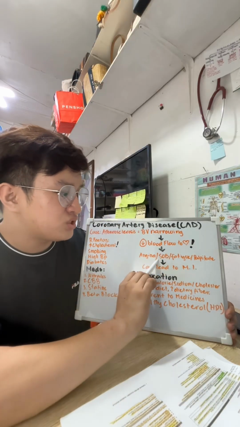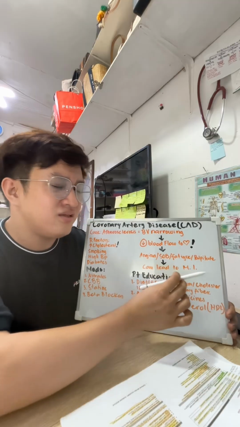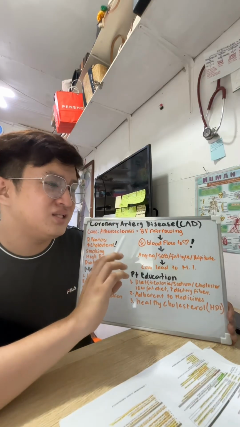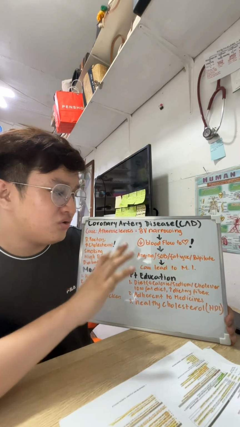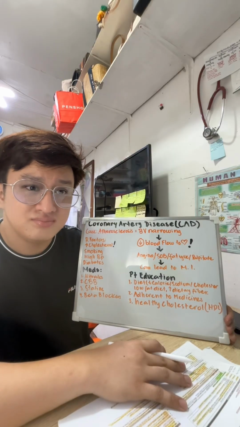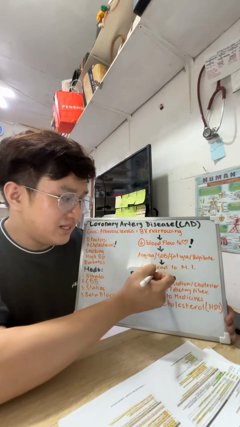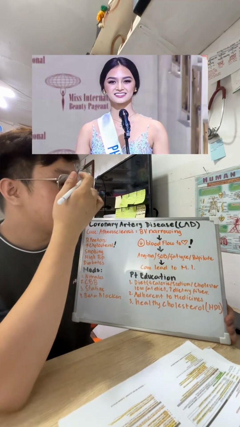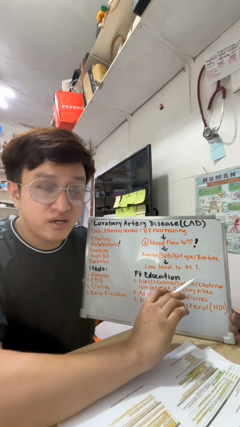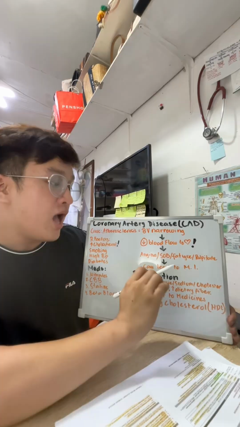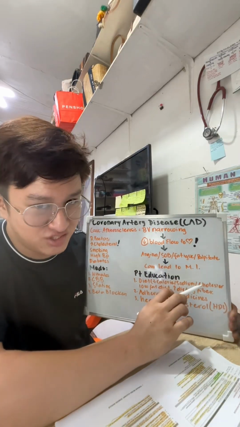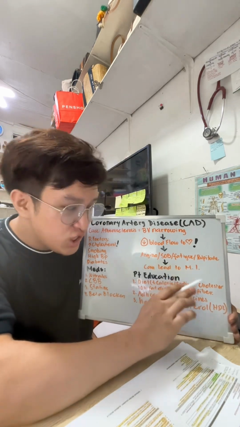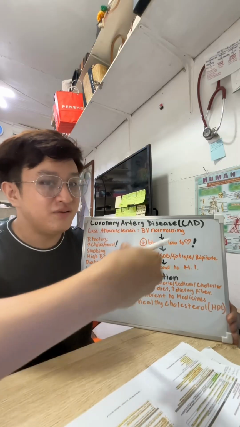And then, of course, shortness of breath, fatigue, and your patient will have palpitations. So, if this is not controlled, in the long run, what could happen here? This can lead to MI, Miss International. It can lead to myocardial what? Infection. Myocardial infarction. What's the meaning of this? Heart attack. So, it could lead to a possible heart attack.